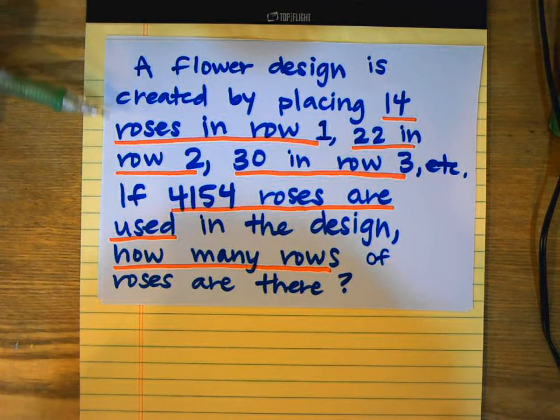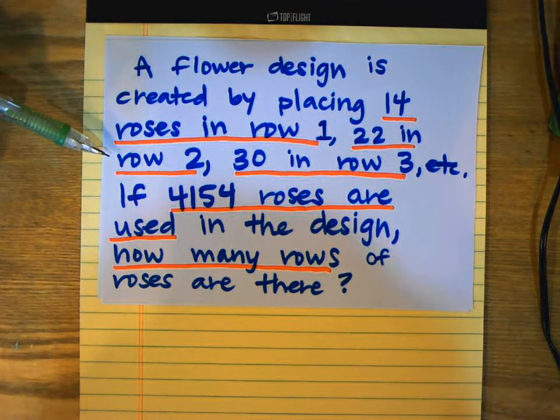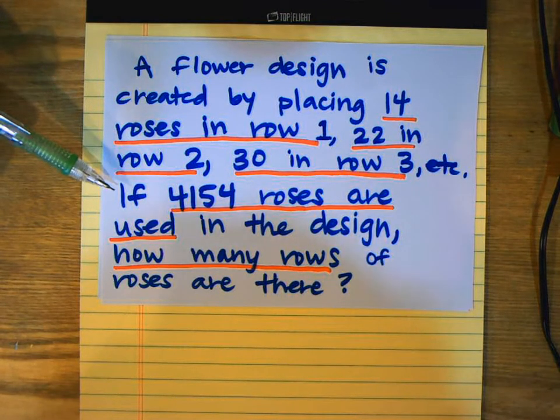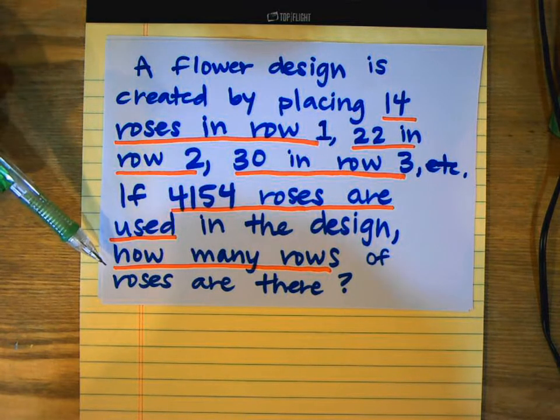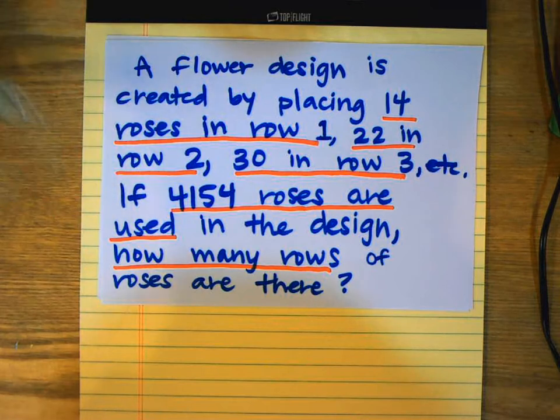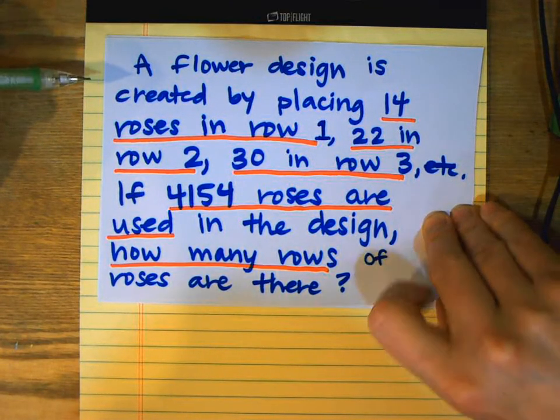A flower design is created by placing 14 roses in row 1, 22 in row 2, 30 in row 3, etc. If 4,154 total roses are used in the design, how many rows of roses are there? As we're looking at this, we should be thinking that this is a problem about series and sequences.